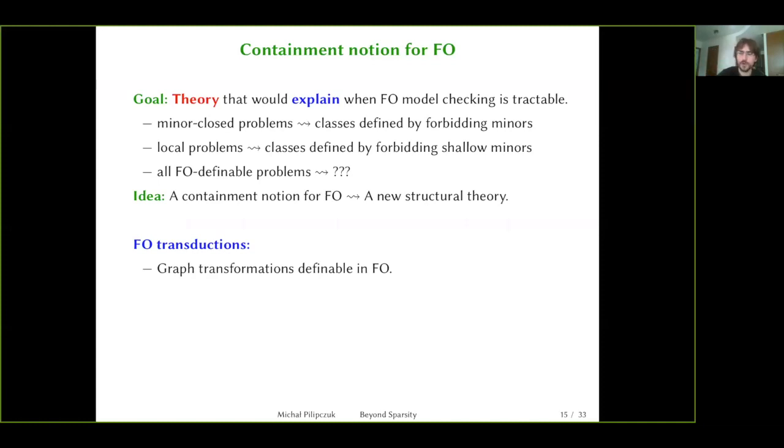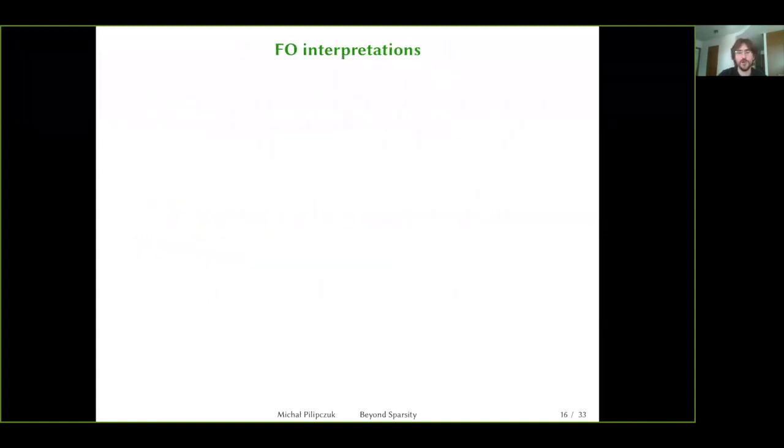These are basically graph transformations that are definable in first-order logic. So in a nutshell, what we will be doing is taking FO transductions as non-deterministic coloring plus a one-dimensional FO interpretation. For those who know what that means, but we will go slowly through some examples in a minute, and then through formal definitions to see what this means. Okay, I need to start with FO interpretations.